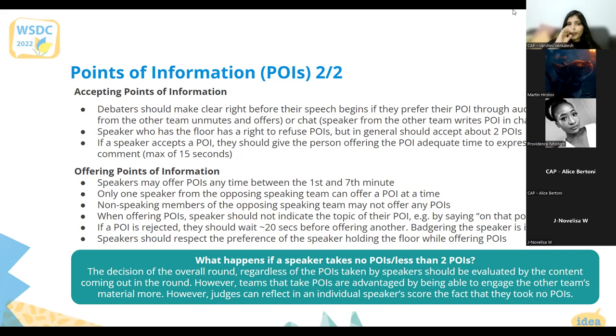In terms of offering, in terms of room management, we usually want only 1 speaker from the opposing side to ask at a time. Non-speaking members can't offer POIs, especially in rooms with new teams. This might be a source of confusion. Speakers shouldn't indicate anything else but POI when they ask a POI, and they should wait 20 seconds before asking the next POI. So broadly, that's just some housekeeping, room management, judging stuff for points of information.